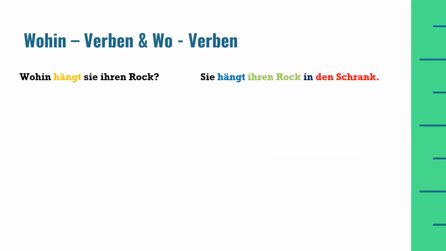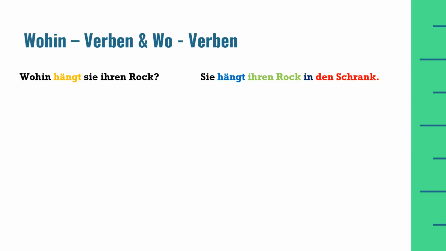Now, let's look at some other examples and other verbs which are associated with wohin and wo. Wohin hängt sie ihren Rock? Where is she hanging her skirt? Now, hängen is used with wohin because we are asking for a change in the location. The skirt maybe was not hanged, and she is hanging it, so there is a movement. Therefore, we will use wohin as a question word.